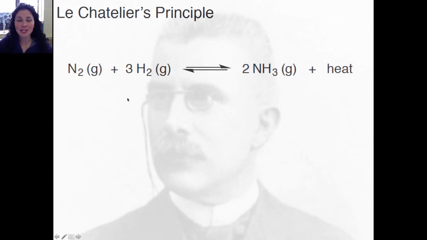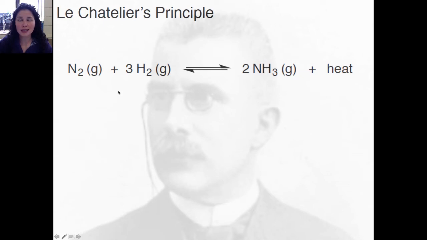For example, if this is a reaction at equilibrium, and I add more nitrogen gas, or I add more hydrogen gas, that would mean that I would increase the concentration of the reactants in this reaction.